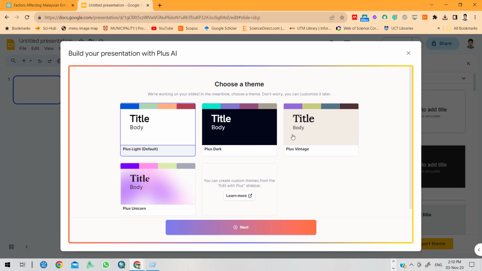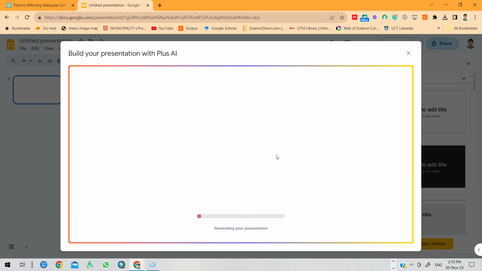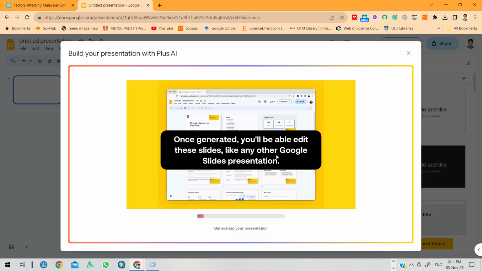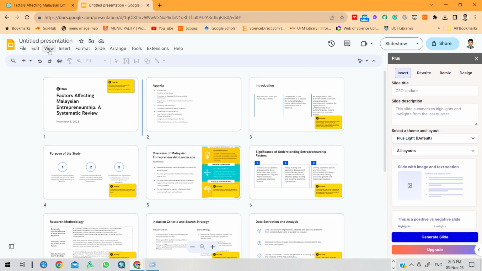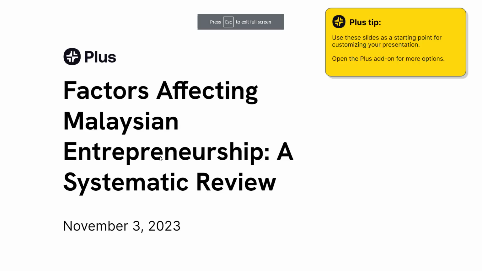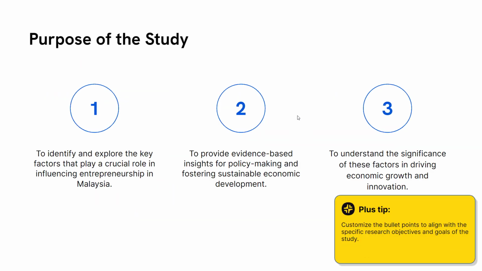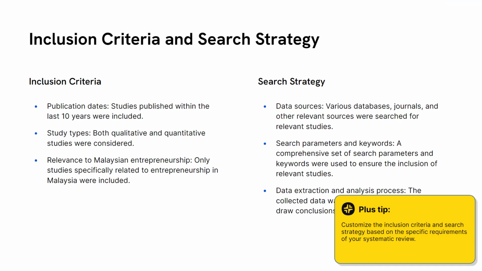Which type do you need? Choose a theme. If you need Plus Dark or Plus Light, like this, I select Plus Light. Then next. Now it builds your presentation with artificial intelligence. You can go to view and see the slideshow presentation. You can edit something. It gives me the agenda, the introduction, the purpose of the study, the overview, management, entrepreneurship, and significance. Everything, it makes for me as slides.